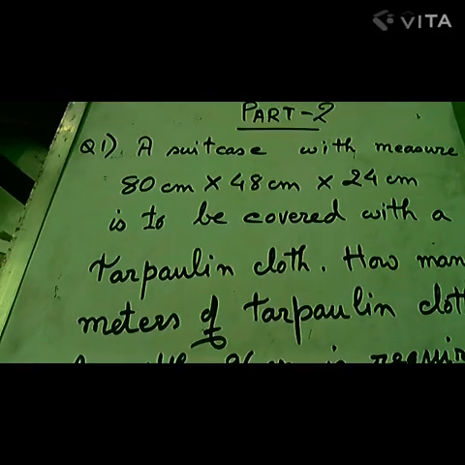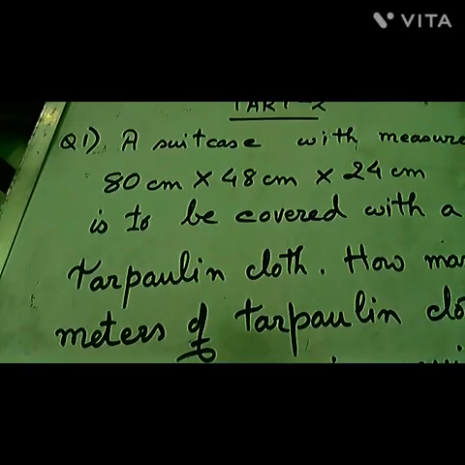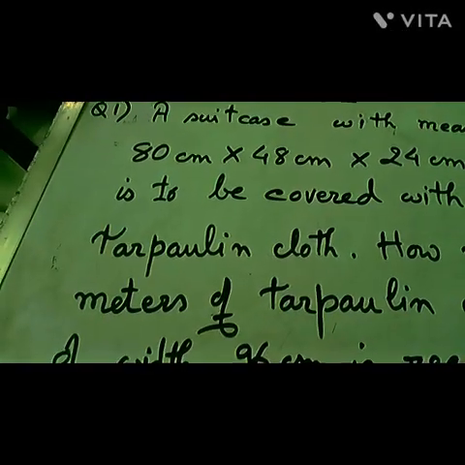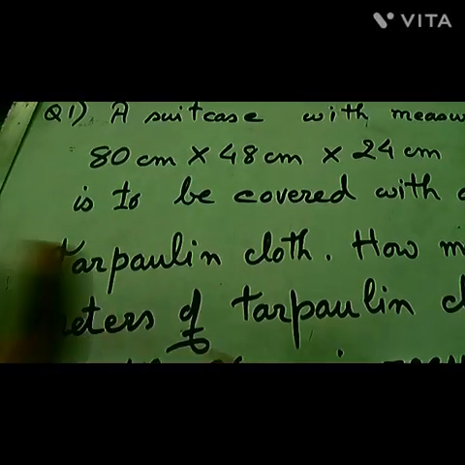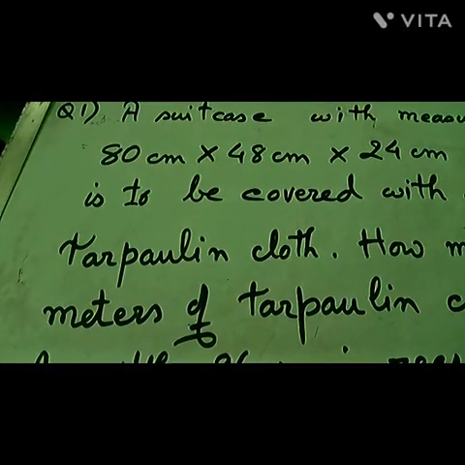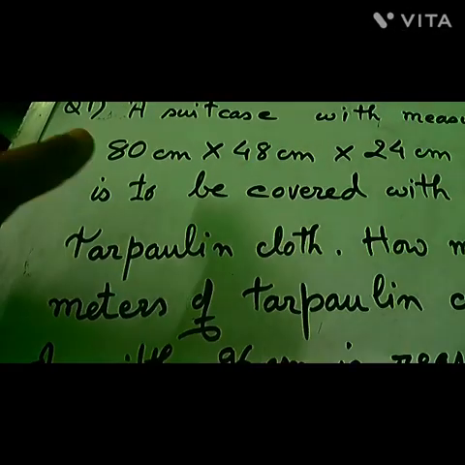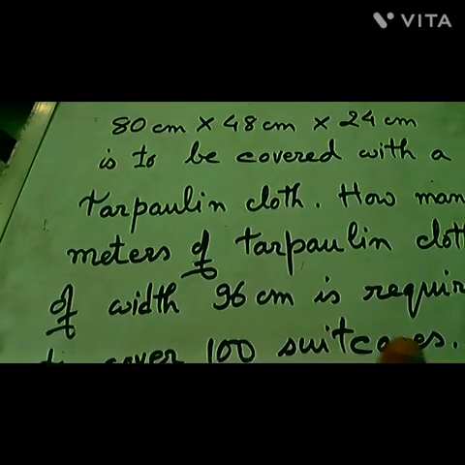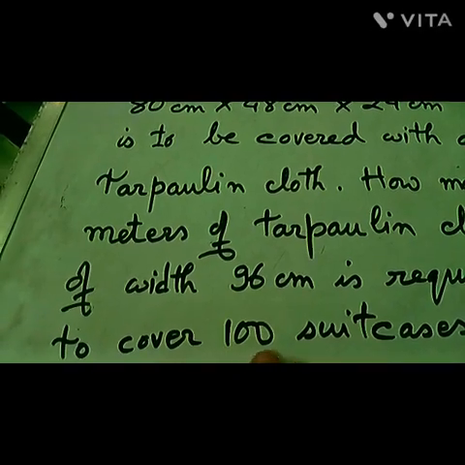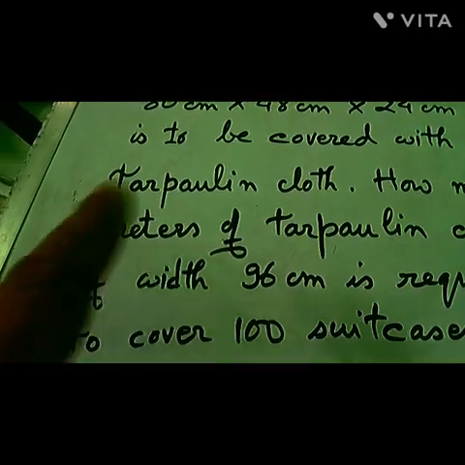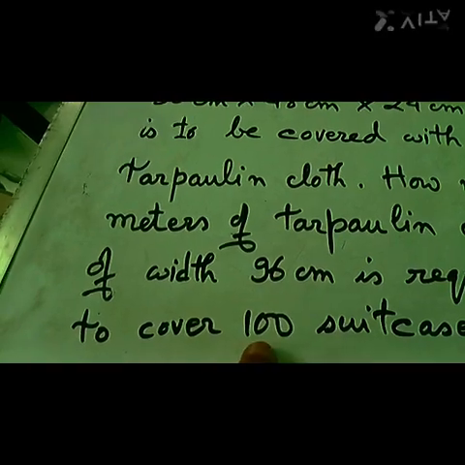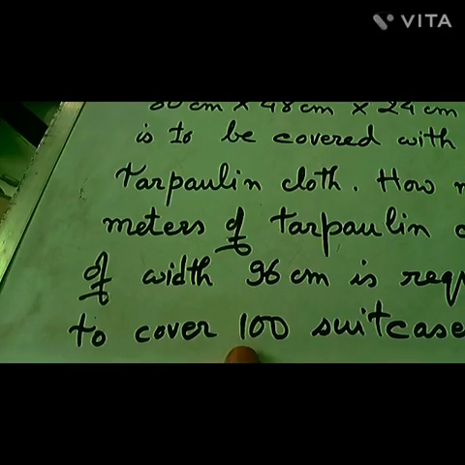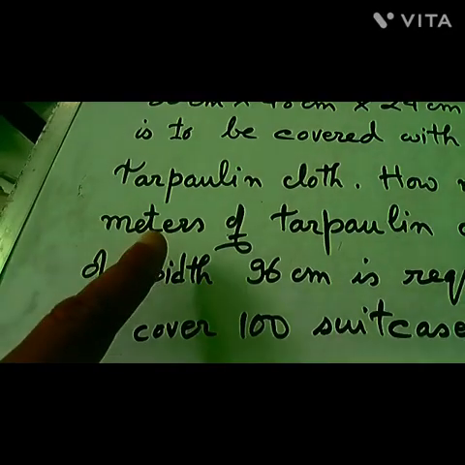So reading the sum, what have you understood? That length, breadth, height is given of a suitcase. It is to be covered. So we need to find out the total surface area of the suitcase. And after getting the TSA, total surface area of one suitcase, we have to multiply by 100 because we need 100 such suitcases. What we need to find out? We have found out the area, that is total surface area of 100 suitcases. Now after getting that, that would be the area of the total tarpaulin required.